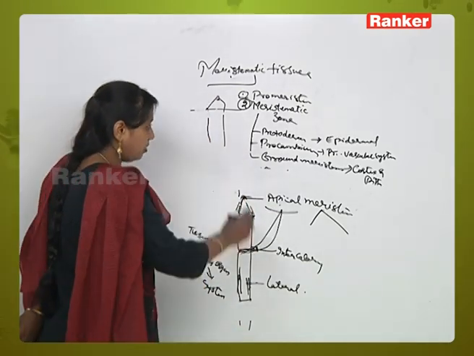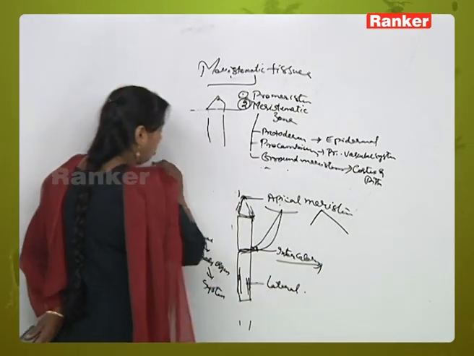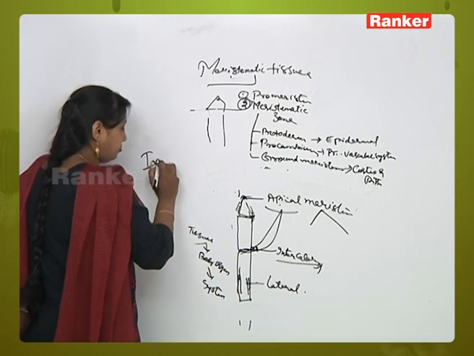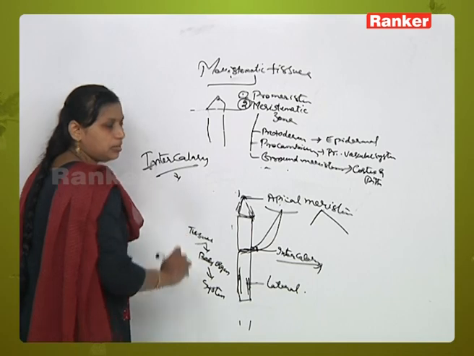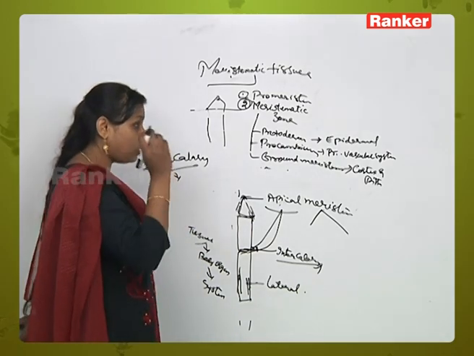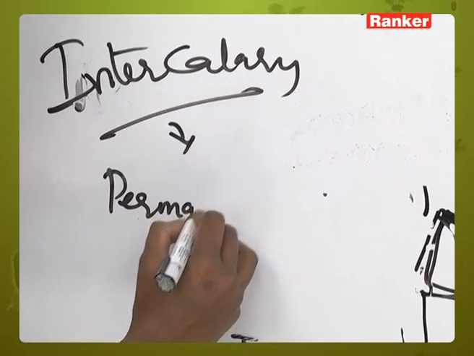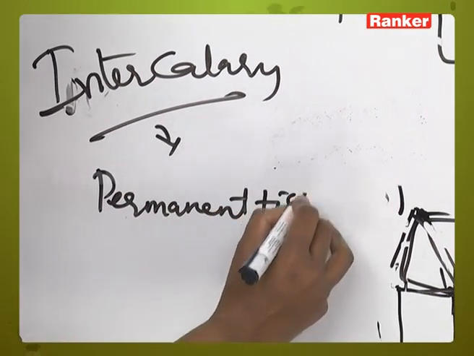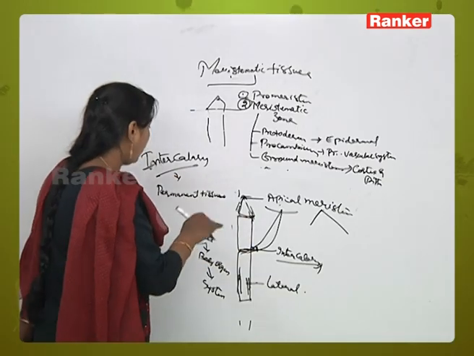The next type of meristematic tissue on the basis of position is intercalary meristem. What is intercalary meristem? Intercalary, as the name indicates, inter means in between. These are the cells which are formed or intercalated in between the permanent tissues. Now, this originates from the apical meristems.